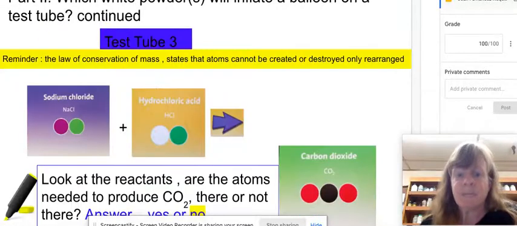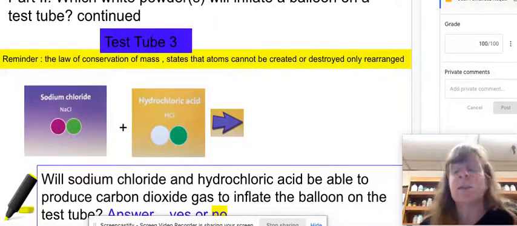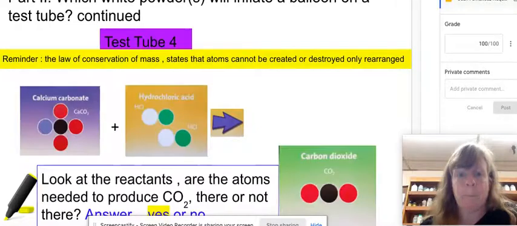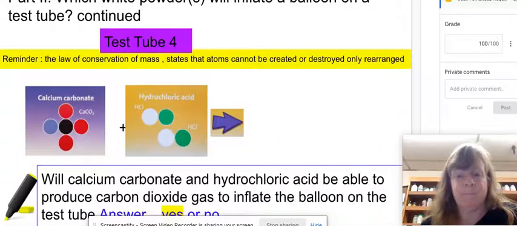Let's continue. In test tube 3, you can see there's no carbon present, or oxygen in this case. So carbon dioxide will not be made. And if there's no carbon dioxide, it will not inflate. Test tube 4, calcium carbonate and hydrochloric acid. You can see there's a carbon, yes, and there's 2 oxygens. So there's enough to make carbon dioxide be produced. So yes, if carbon dioxide is going to be produced, the balloon should inflate.